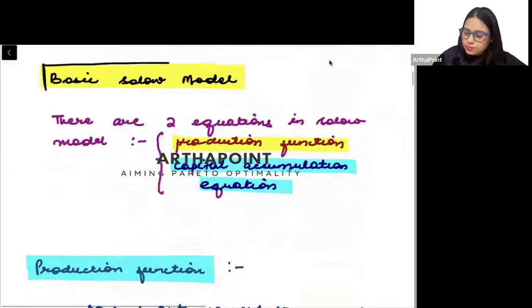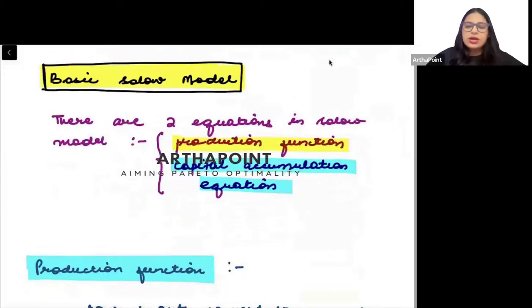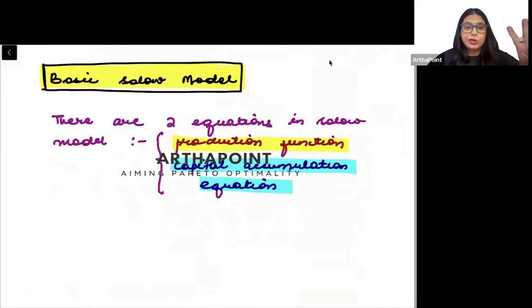बेसिक सोलो मॉडल। In a basic Solow model, जब हम सोलो मॉडल शुरू ही करते हैं, we talk about two kinds of equations. There are two main equations that we study in the Solow model.